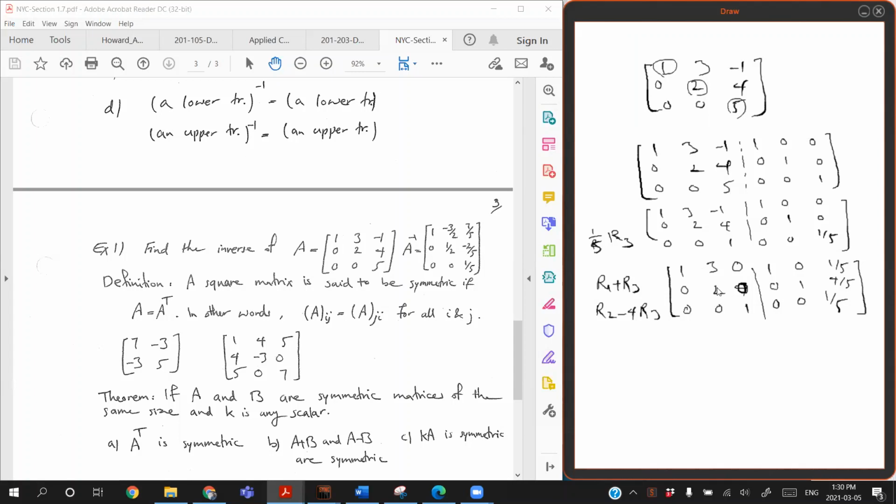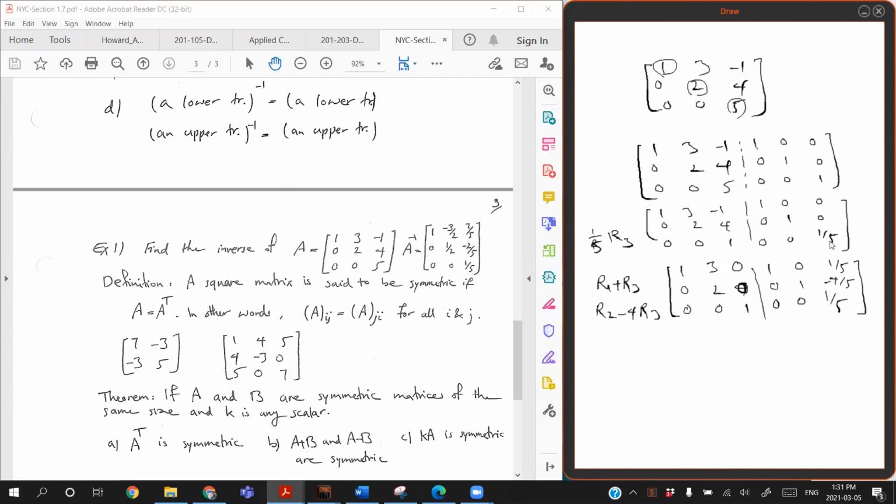Okay, so I'm just adding this to this. If I add this to this, I get 1, then I get 3, then I get 0 here. 1, 0, and then 1/5. If I add -4 times this to this, no change. -4 times this to this, no change. -4 added to this, 0. No change, no change. And -4 times this, oh, -4/5.